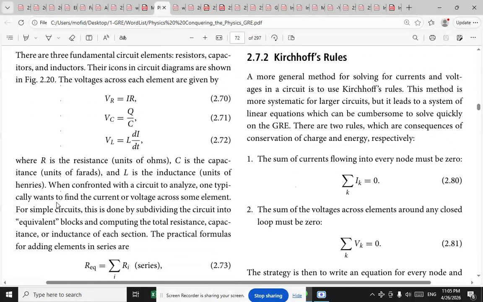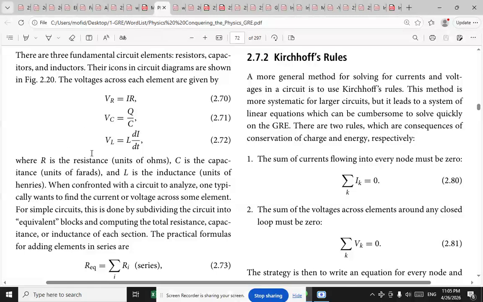Now I want to go to the Kirchhoff rules, a more general method for solving for currents and voltages in a circuit. This method is more systematic for larger circuits, but it leads to a system of linear equations which can be cumbersome to solve quickly. There are two rules which are consequences of conservation of charge and energy respectively. The first rule says the sum of currents flowing into every node must be zero. The next rule is that the sum of the voltages across elements around any closed loop must be zero.